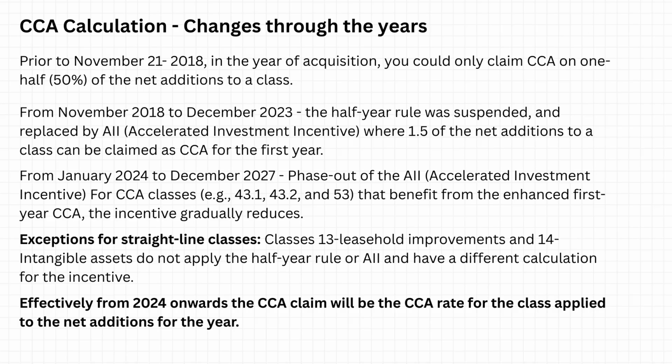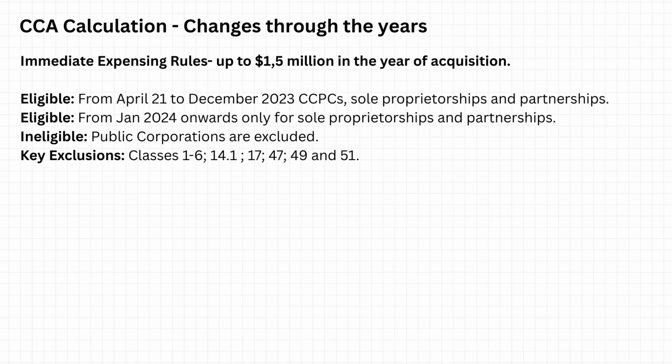Pay close attention to classes 13 and 14 that are intangible assets. These are the ones with straight line depreciation for them. The incentive is a little different. And finally, there's an even more powerful incentive out there, but this one is only for specific types of businesses.